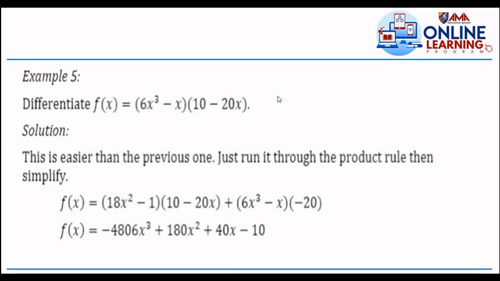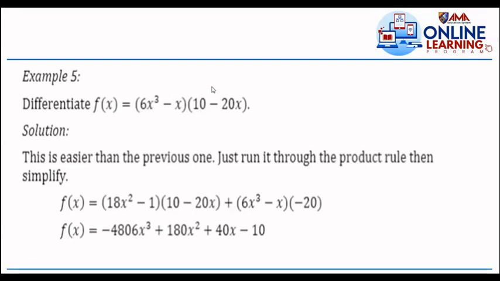Sir, sa product rule po, kunyari po yung 10 po dyan, hindi na po siya ginawang 0. Hindi na, kasi derivative ng 10 is constant, is 0 na siya. Automatic po yan. Okay.